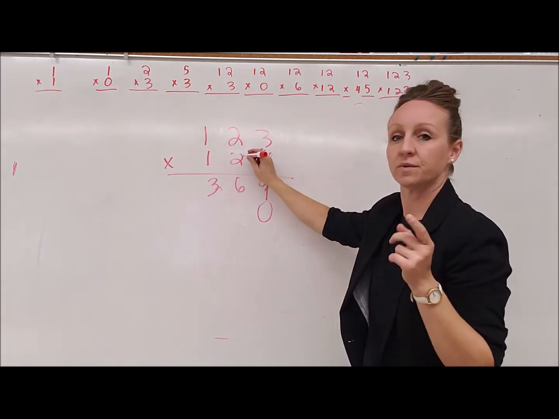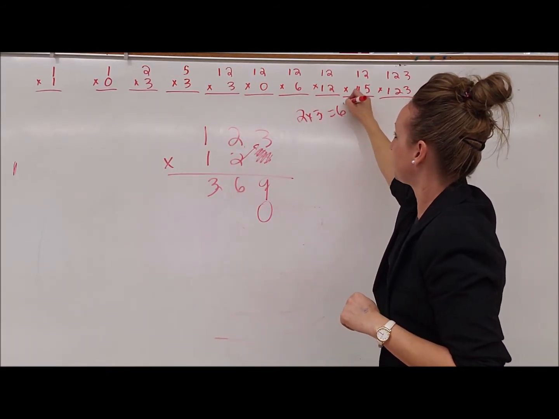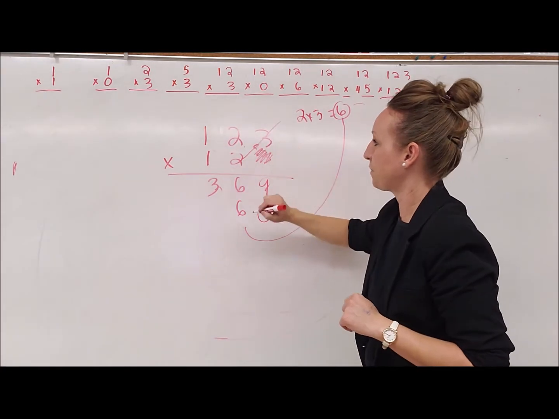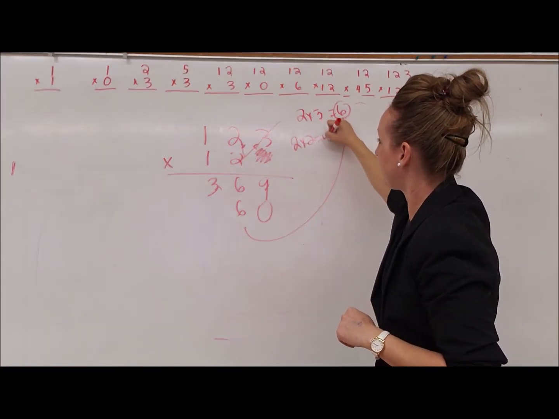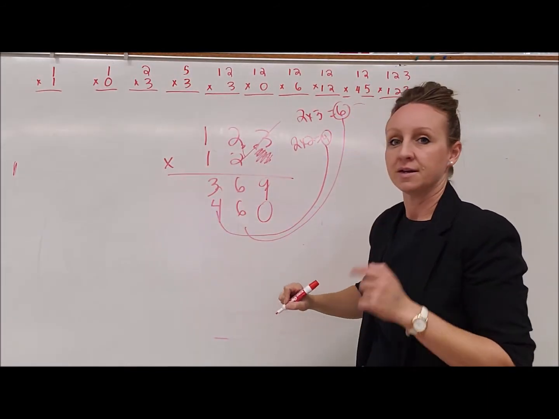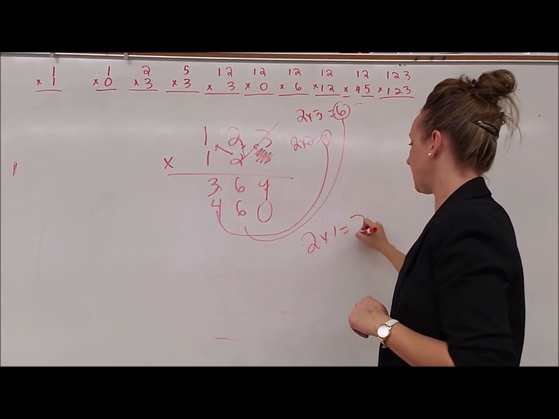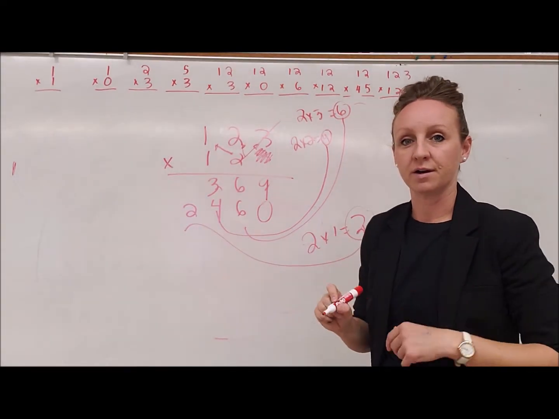So now I can start with 2 times 3. So my very first number is 2 times 3, and the answer is 6. I'm going to take my 6 and put it right here. Now I'm finished with the 3. Now I can go 2 times 2. 2 times 2 equals 4. I'm going to take my 4 and put it right here. Now I can move to the next one, 2 times 1. So I'm going to write it here, 2 times 1 equals 2. I'm going to take my 2 and put it right over here.